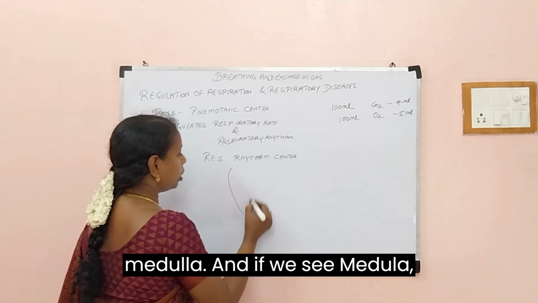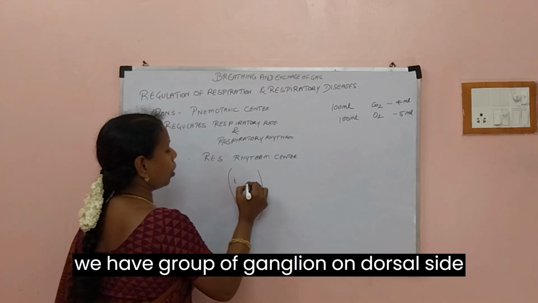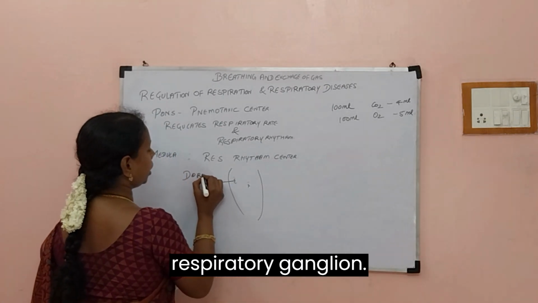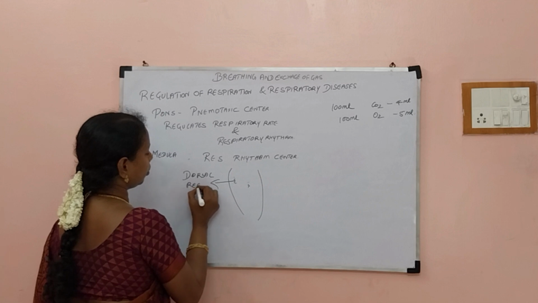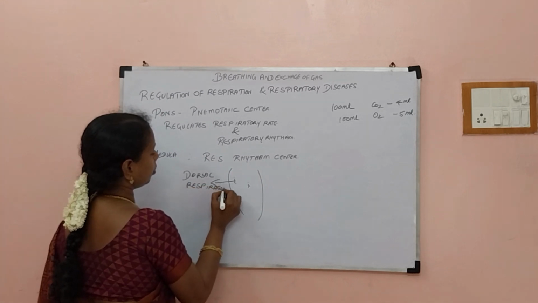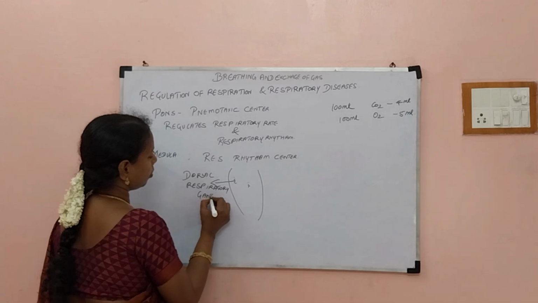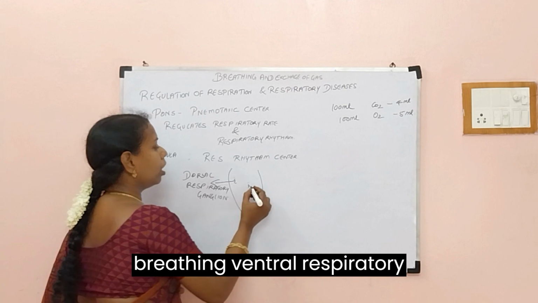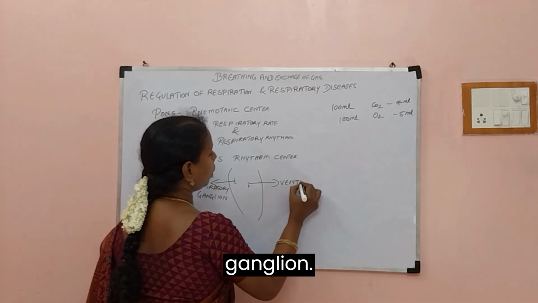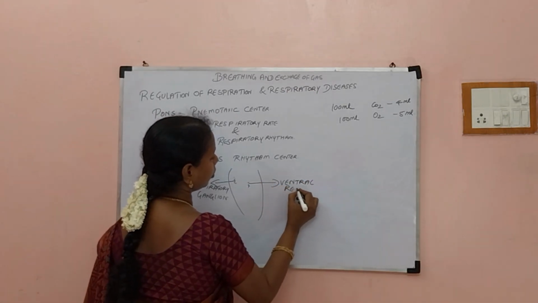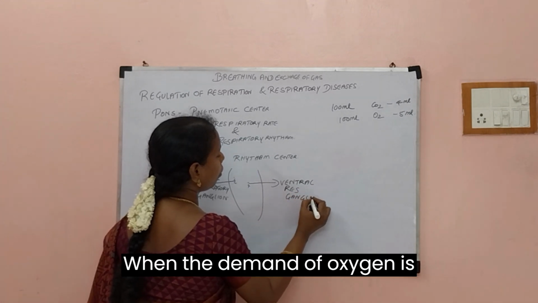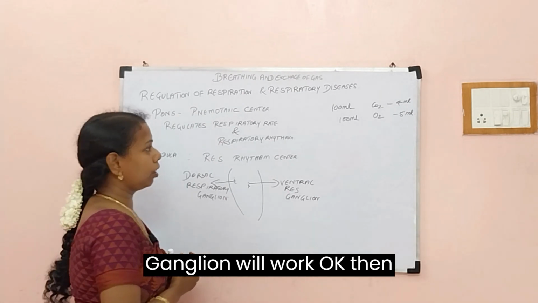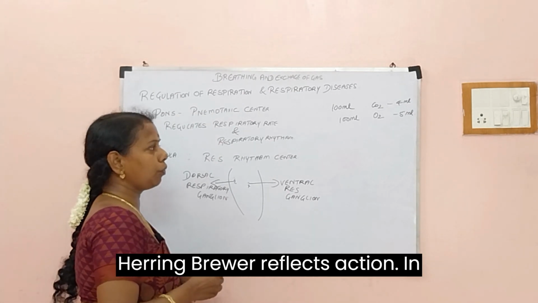And if we see the medulla, we have a group of ganglia on the dorsal side and ventral side. The dorsal respiratory ganglion will actually regulate the normal breathing. The ventral respiratory ganglion: when the demand of oxygen is more, then this ganglion will work.